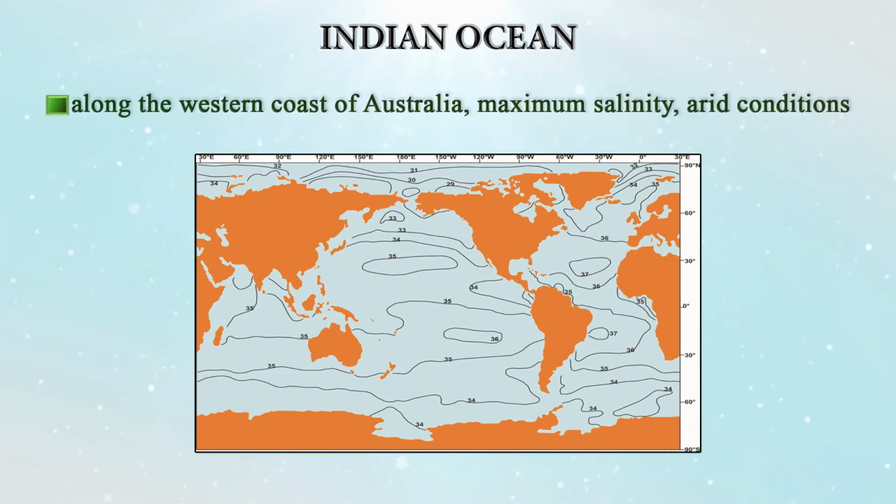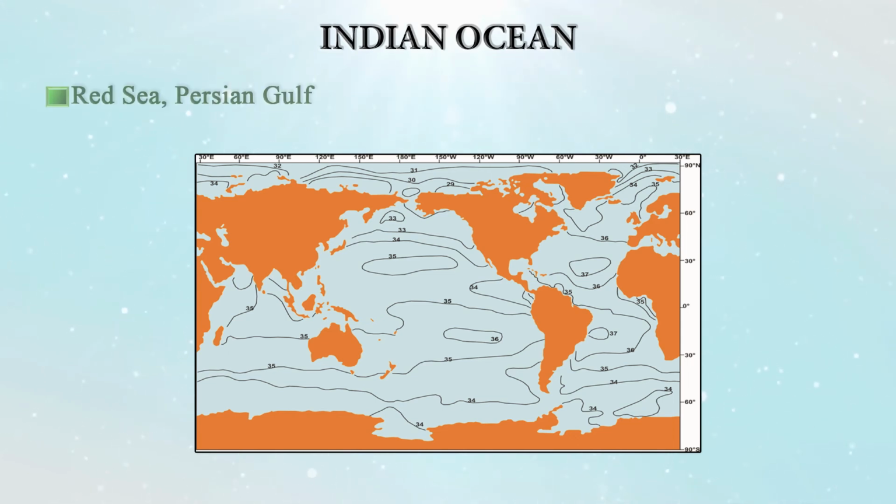And along the western coast of Australia, maximum salinity is found due to the arid conditions prevailing there. You should also note that some of the enclosed or partially enclosed seas, like the Red Sea and Persian Gulf, record exceptionally high salinity in the Indian Ocean.